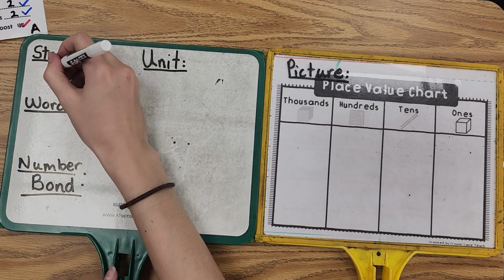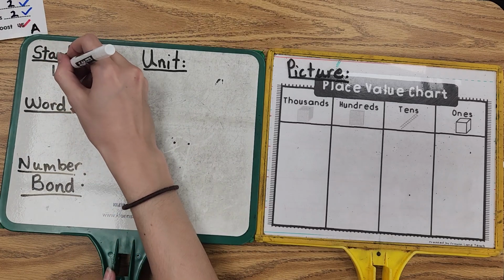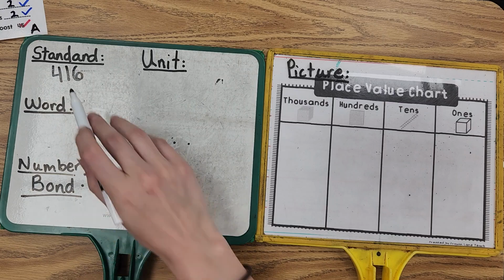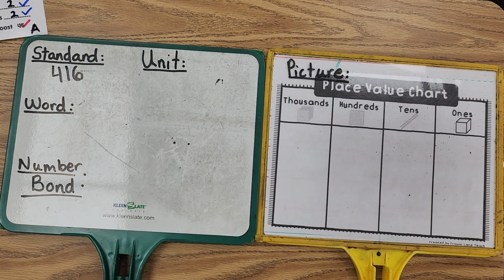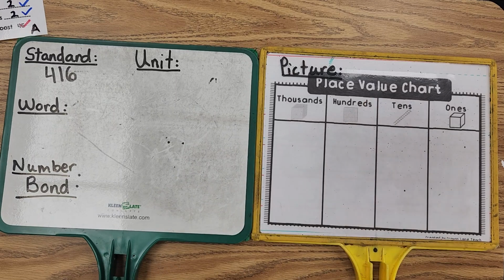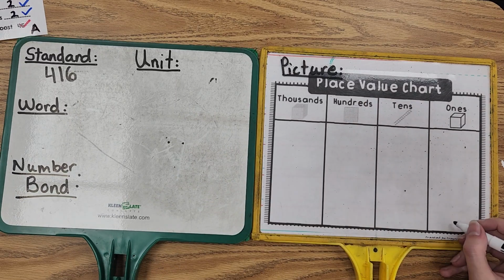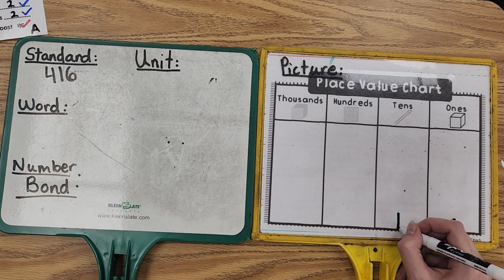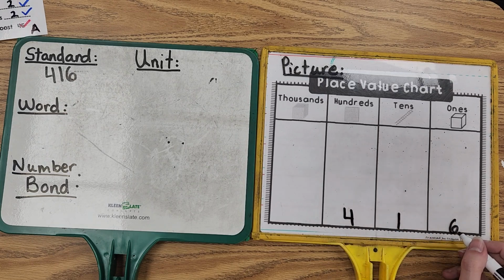So for instance, if I were to write this number, 416, that is the standard form. It's the regular way that I write it. Now, if I were to do the picture form, I have to make sure I line it up starting with the 1. So I have 400, and then I have my 16. I start in the ones place and then work my way back over.